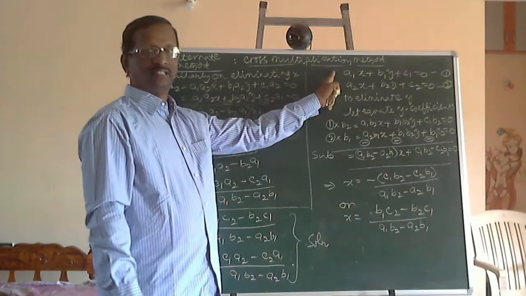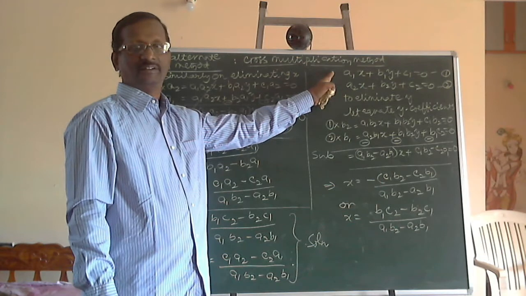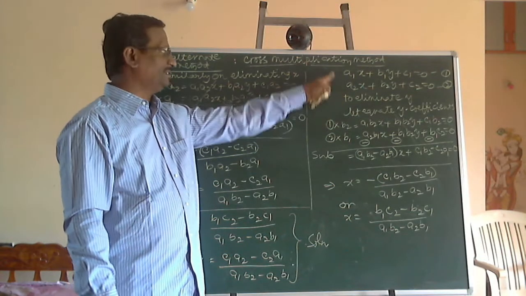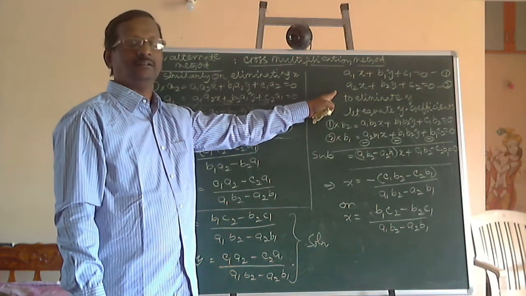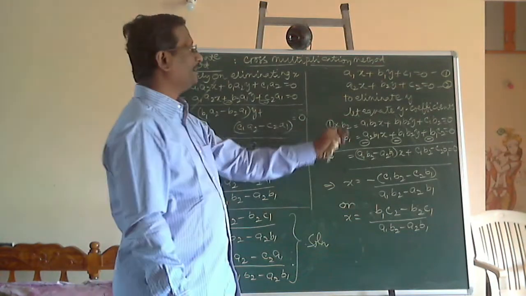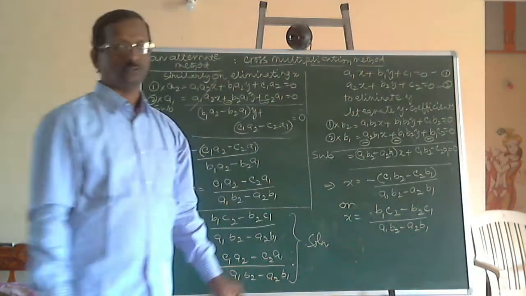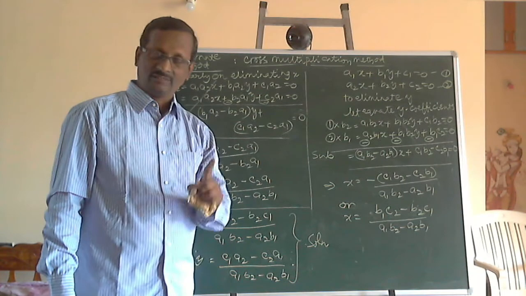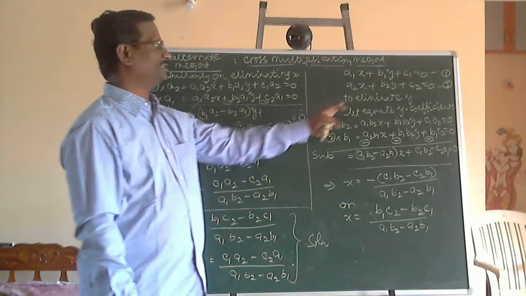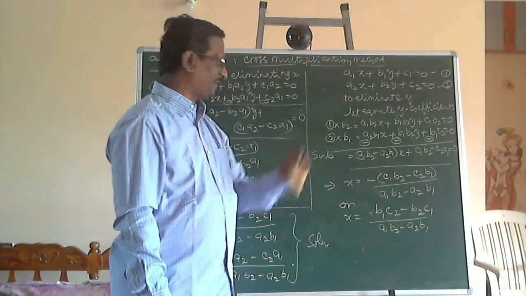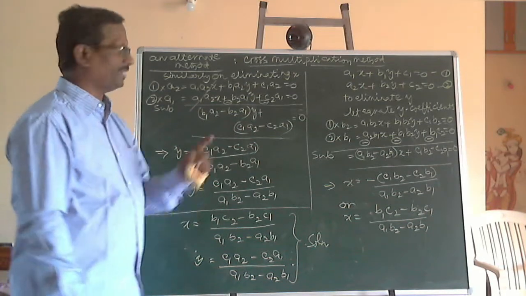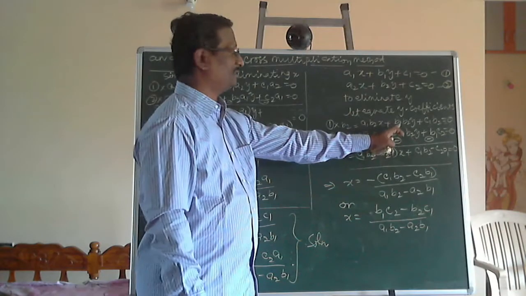Here, a1x plus b1y plus c1 is equal to 0, a2x plus b2y plus c2 is equal to 0. This is the most general system of linear equations in two variables. To get the solution, we have to eliminate either x or y. If y is eliminated, we will get the value of x. If x is eliminated, we will get the value of y. Here, I want to eliminate y first.